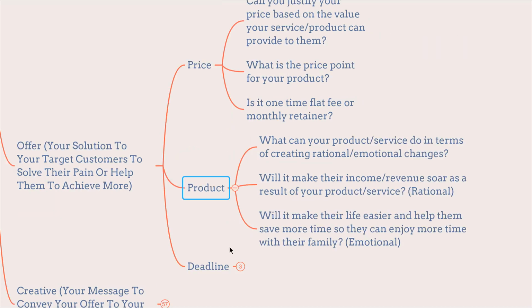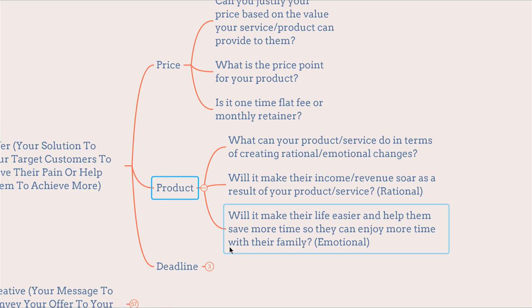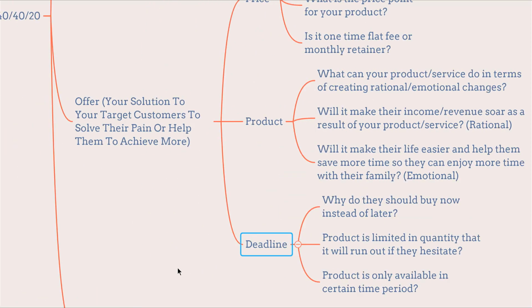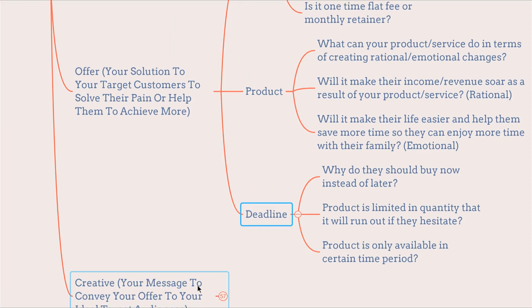Product is when you're asking questions like, what can your product or service do in terms of creating rational and emotional changes? Will it make their income and revenue soar as a result of your product or service, which is a rational case? Or will it make their life easier and help them save more money so they can enjoy more time with their family, which is the emotional case? And lastly, in your offer, you want to also include the deadline factor. Why should they buy now instead of later? Is the product limited in quantity so that it will run out if they hesitate? Or is the product only available in a certain time period?